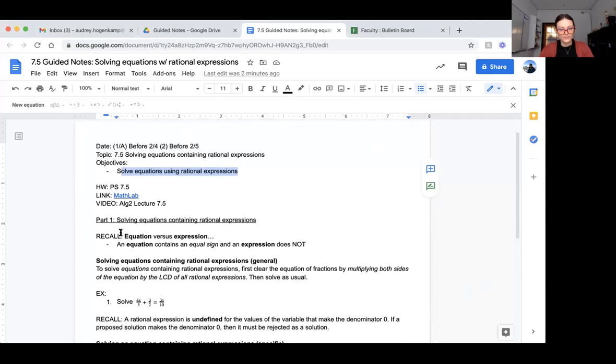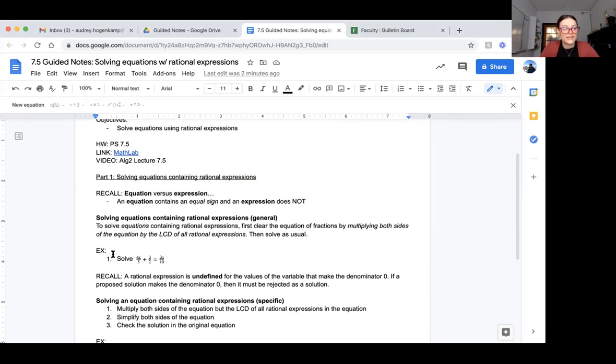So part one, recall, equation versus expression. This is something that you might not have given a lot of thought about, but once I say it, you're going to be like, oh. An equation contains an equal sign and an expression does not. So what defines an equation is that equal sign.